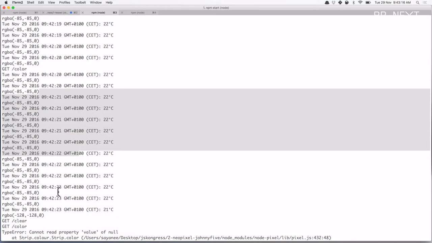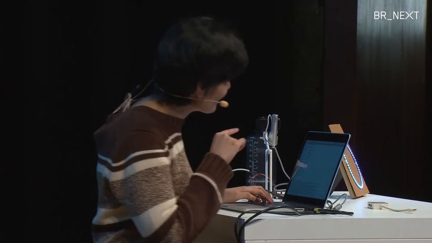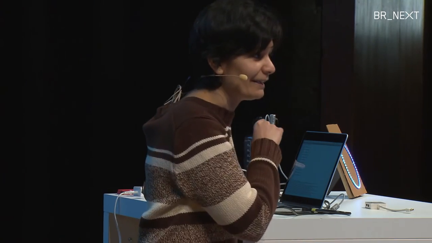So I have a last question for you while this is still running, and you see the breathing pattern. I'm going to break the server here. What do you think is going to have an effect on the LED? Remember, it's a tightly coupled app. Can I have some answers?